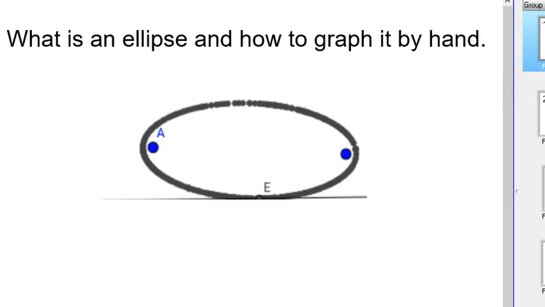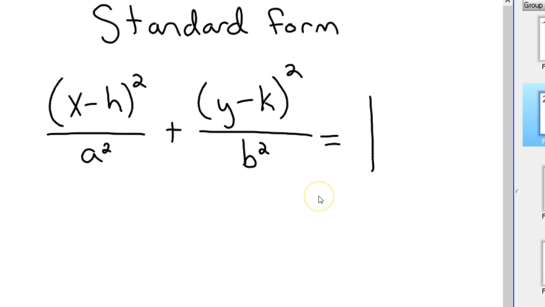So what's the standard form of the equation? Here's the standard form: (x minus h) squared over a squared plus (y minus k) squared over b squared equals 1. h and k are the center of our ellipse. a squared and b squared give the lengths of your semi-major and semi-minor axes, depending on what's what. And I'll go over that here in a second.